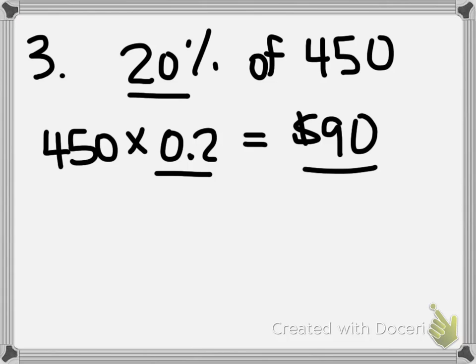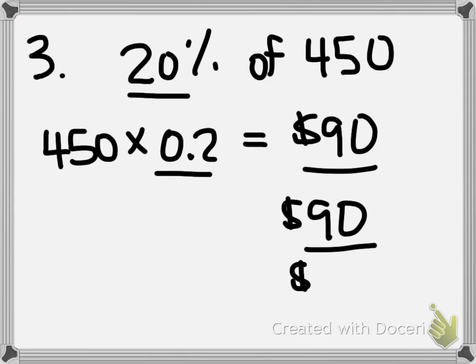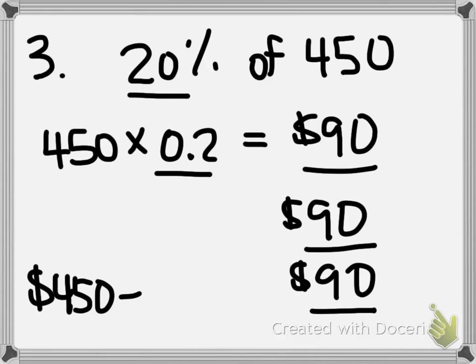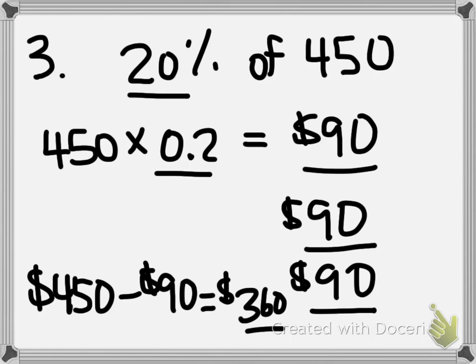Next, we need to do the amount of decrease. So our amount of decrease is $90. That's how much it went down. So the reduced price is $90 less than $450. So when we subtract $450 minus 90, you should get $360. So the price of the DVD player after discount was $360.